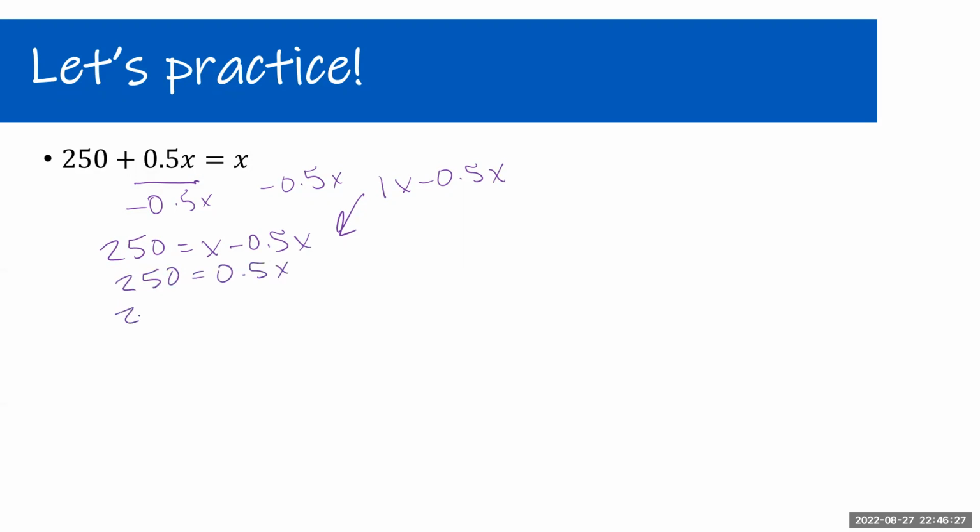And we'll divide off that 0.5, which is going to give us 500. Now again, I encourage you to plug this back in. If you have 250 plus 0.5 times 500, you are going to end up with 500. Plug that into your calculator to be sure.